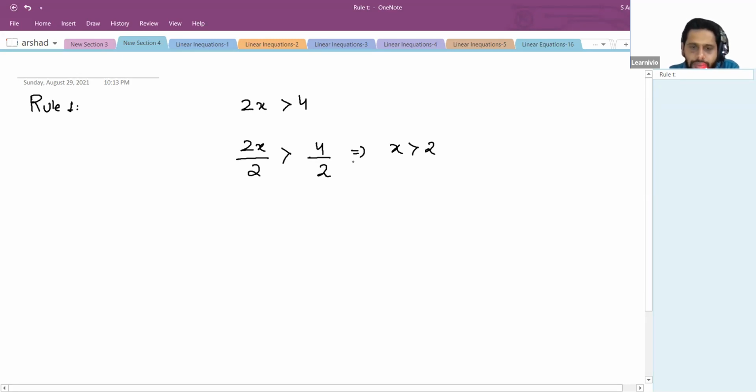Yes, sir. Okay. Now similarly, suppose we have another inequation 3x is less than 4. So if we are multiplying this with a positive number, the sign of inequality will not change. So for example, if we multiply both sides with 2, then the sign of inequality will remain the same. It will not change.